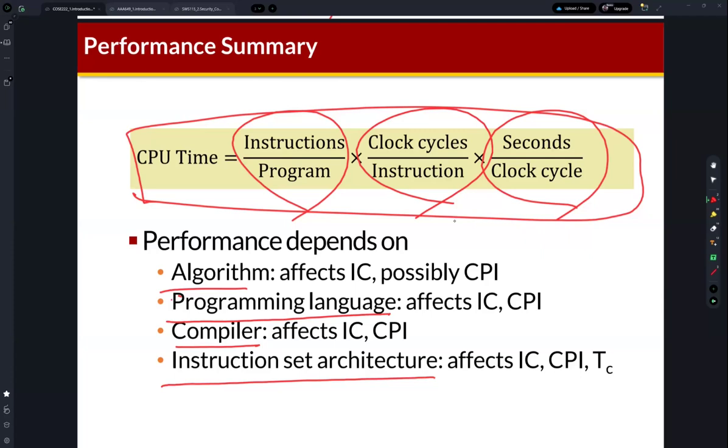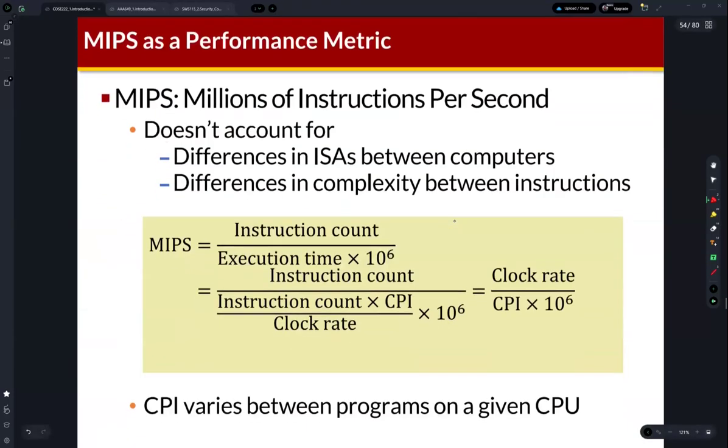If you see this part, then you can find some course names in the computer science department and computer engineering department, right? Compiler, algorithm, and programming languages, then architecture. Because these factors are critical for the performance of computer systems.